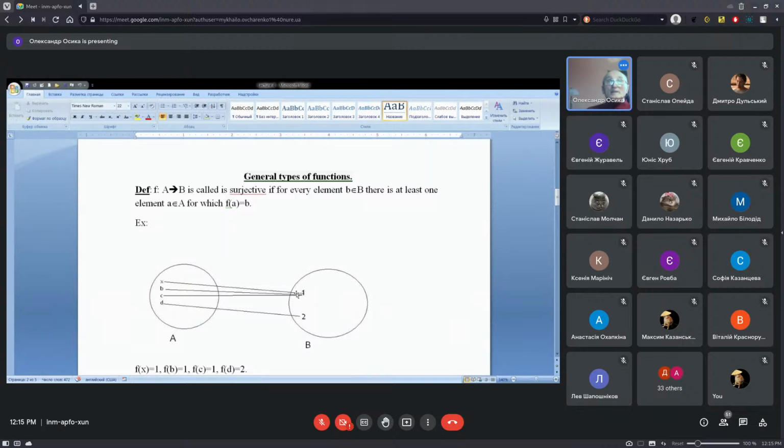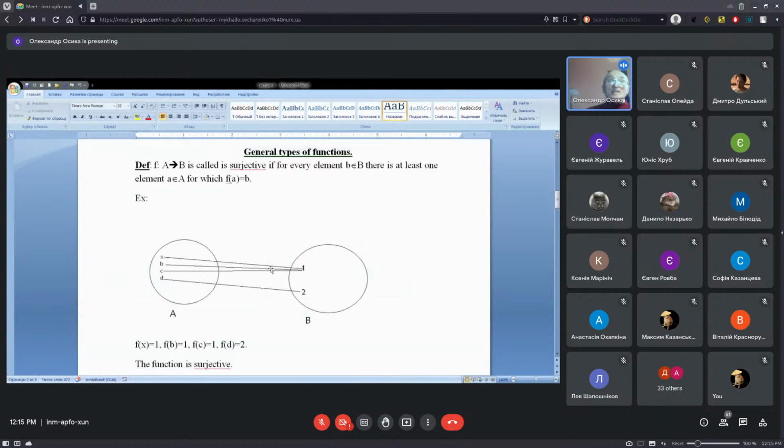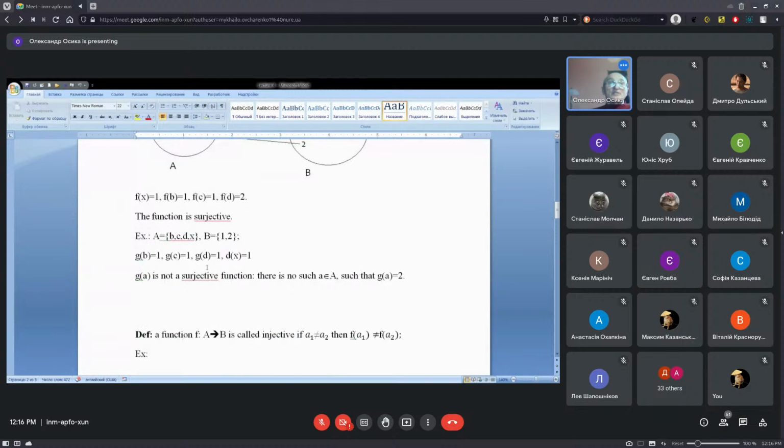So in other words, if every element from the range is used, or is linked to some element from A, and in a single way. So X only one element, B only one element 1, C only one element, D only one element. So it is a function. All elements here are used. That's why it is a surjective function.